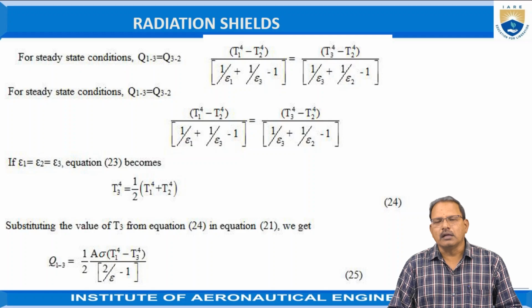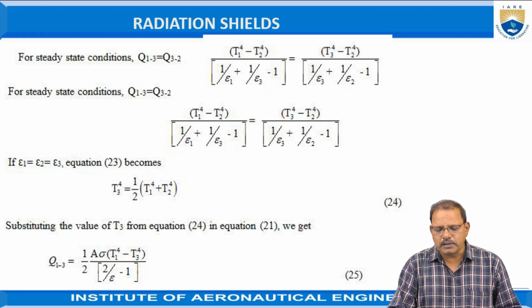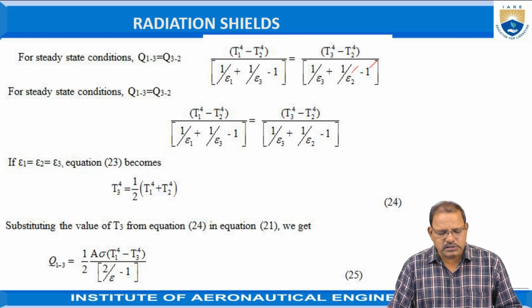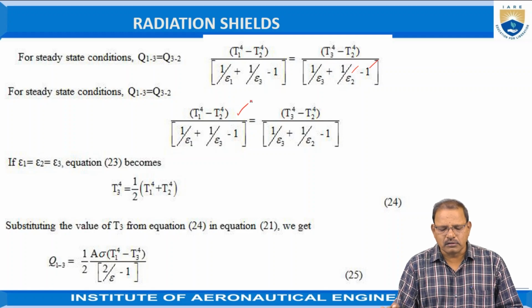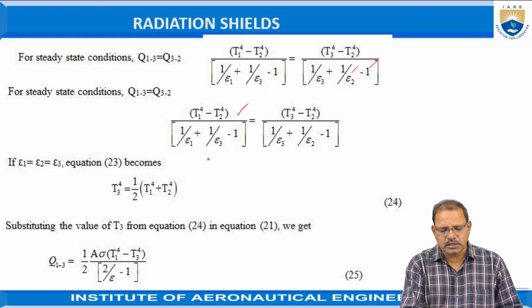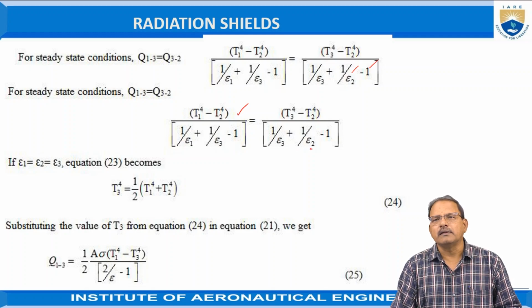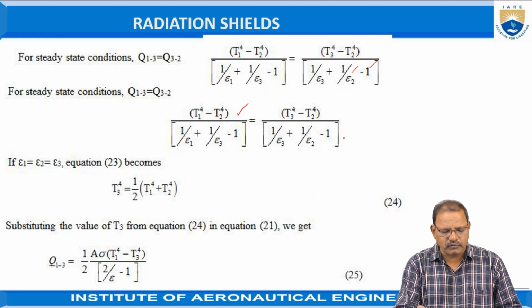Hence, equating these two equations, we get T1 to the power of 4 minus T2 to the power of 4 divided by 1 by epsilon 1 plus 1 by epsilon 3 minus 1 equal to T3 to the power of 4 minus T2 to the power of 4 divided by 1 by epsilon 3 plus 1 by epsilon 2 minus 1. So from this relationship we got this now: T1 to the power of 4 minus T2 to the power of 4 divided by 1 by epsilon 1 plus 1 by epsilon 3 minus 1 is equal to T3 to the power of 4 minus T2 to the power of 4 divided by 1 by epsilon 3 plus 1 by epsilon 2 minus 1.